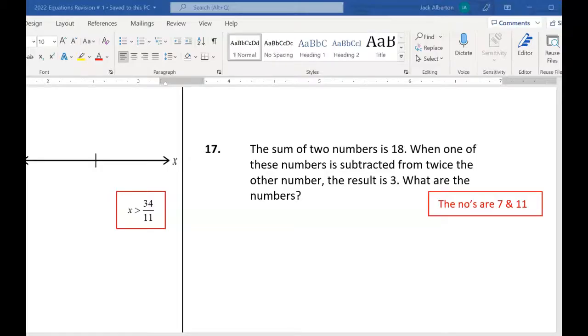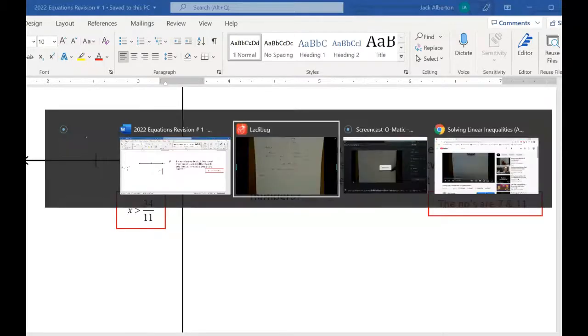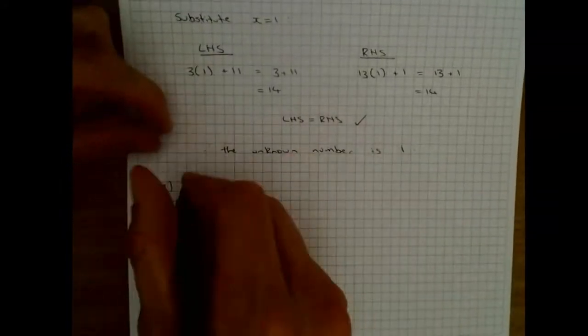So in question 17, we actually have 2 unknown values. So the sum of 2 numbers is 18. When one of these numbers is subtracted from twice the other number, the result is 3. So what are the numbers? So if we were asked to solve this, we would actually have to use simultaneous equations of 2 numbers.